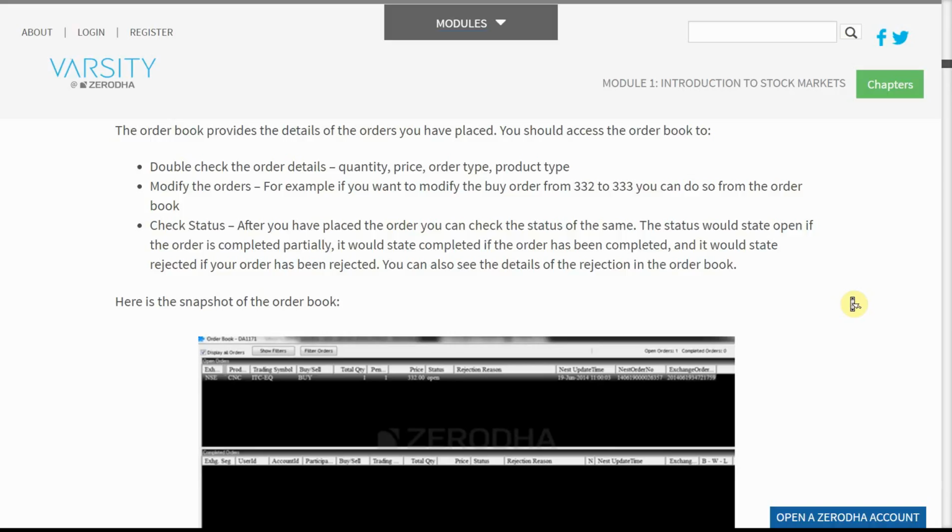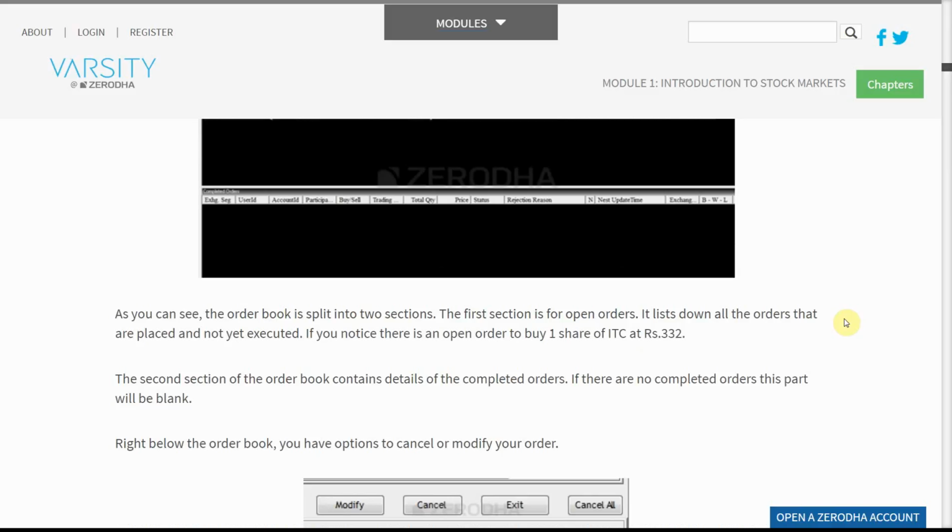Here is the snapshot of the order book. As you can see, the order book is split into 2 sections. The first section is for open orders. It lists down all the orders that are placed and not yet executed. If you notice, there is an open order to buy 1 share of ITC at 332 rupees. The second section of the order book contains details of the completed orders. If there are no completed orders, this part will be blank.